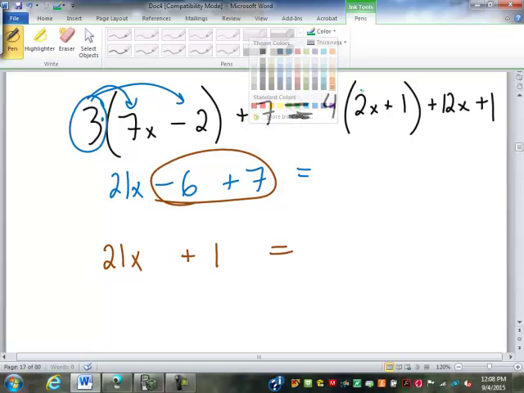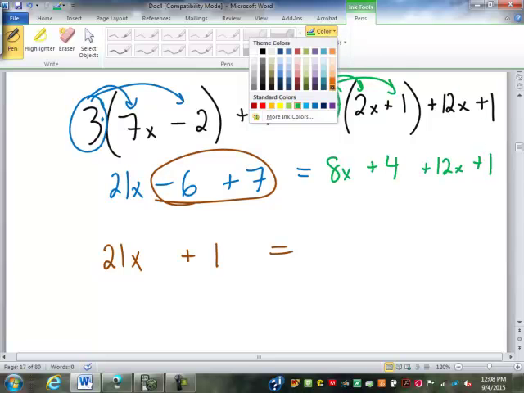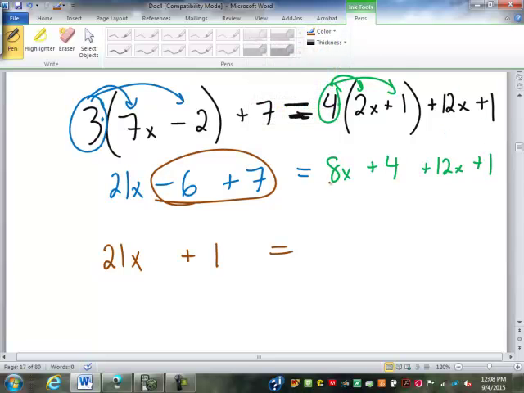Over here, I have parentheses. Anything to do in them? No. To them? Yeah, times the 4. 4 times 2x? 8x. 4 times 1? 4. We still have the positive 12x and the positive 1. Now, of course, we're going to combine again. 8x and 12x make 20x. 4 and 1 make 5.